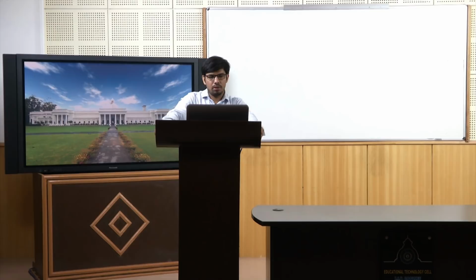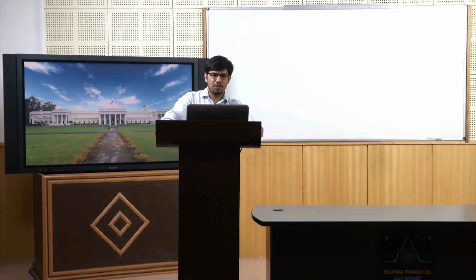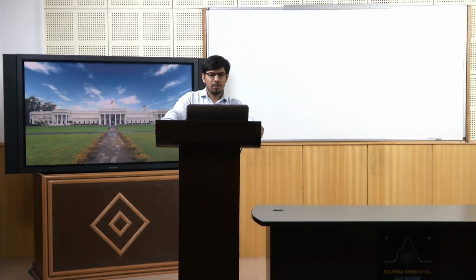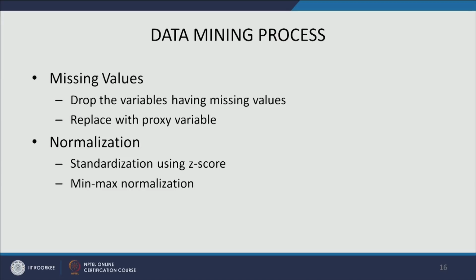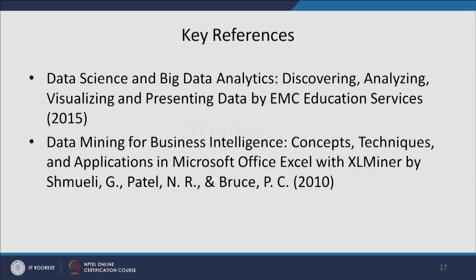There are two popular ways of normalization. One is standardization using Z-score, where you subtract the mean from each value and divide by the standard deviation. Then there is min-max normalization, where you subtract the minimum value from each value and then divide by the difference of max and min. So, these are the key differences. Thank you.